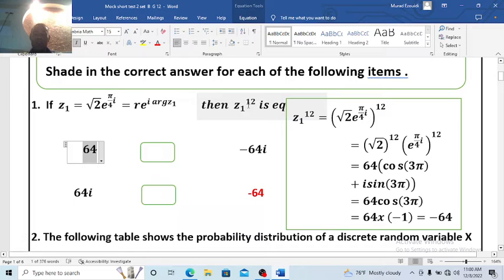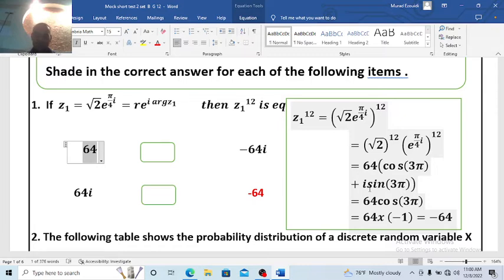Okay, the numbers will change and the answer should be positive, not negative. But here in this example, cosine of 3 pi is negative 1 and sine of 3 pi is 0. So I will get only the real number, minus 64. I wish that this is clear for you, my learners. Okay.